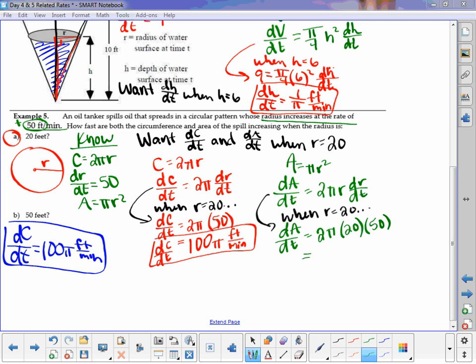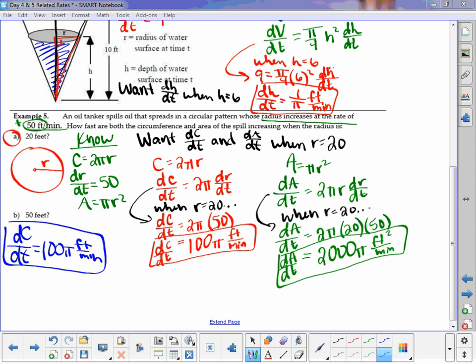Ooh, what's the answer for that? 2,000. Get it, not 200. 2,000 pi feet squared. Good. Perfect. Why was dC/dt just feet then? Yeah, it's just the circumference, which is just a single unit. Questions on that one?